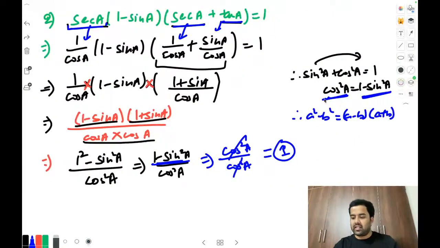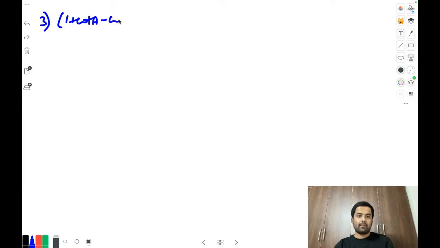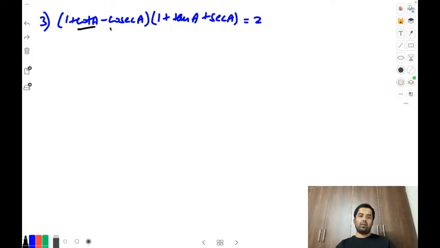Okay, let's proceed to question number 3 now. This one at least you can solve. Let me write the question. The question is: 1 plus cot A minus cosec A, next, 1 plus tan A plus sec A, equal to 2. Try to solve this now. If you want, you can try. Cot formula, sec, cosec formula, tan formula, sec formula. Keep all the formulas below, keep all the values below, and you'll get the answer.